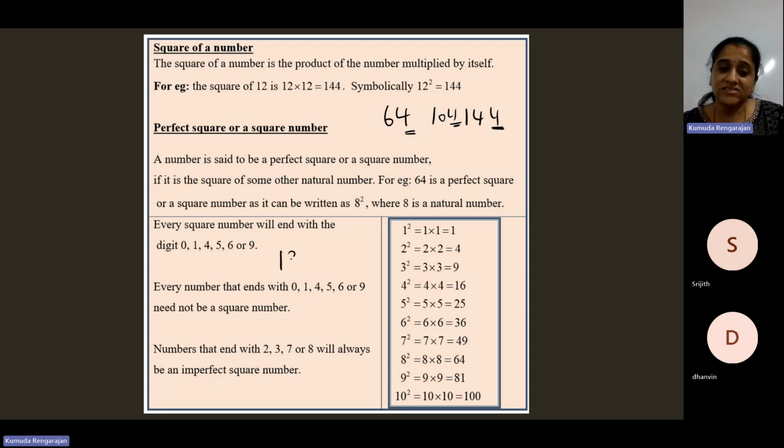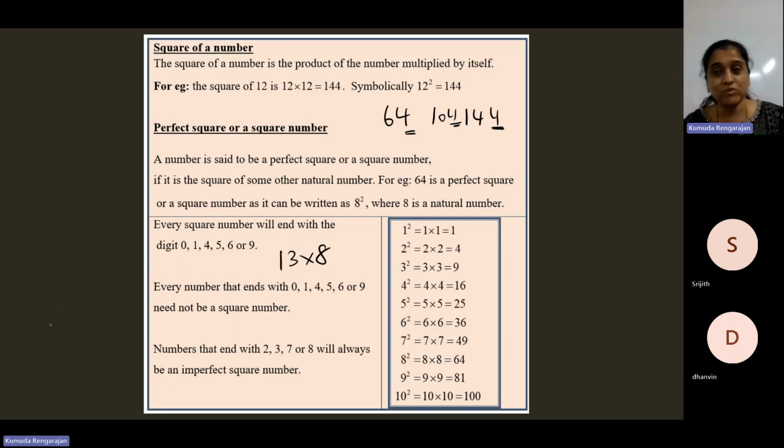Now 13 8s are 104. But a natural number multiplied with itself should give you 104. No, there is no such natural number which, when multiplied with itself, will produce 104 as a result.